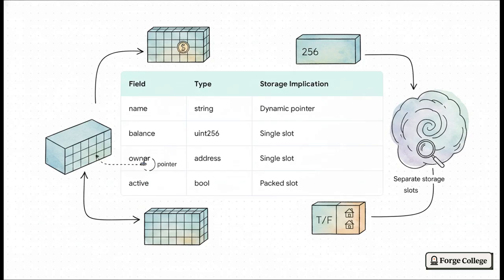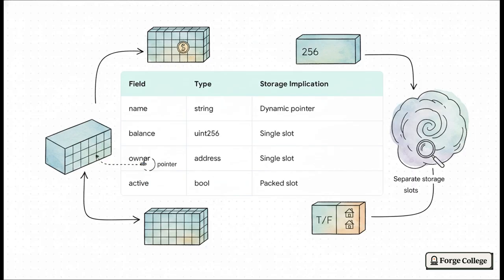And here is our exact blueprint, our record struct. Look closely at these fields and their engineering realities. We've got a name, which is a string. Now, because strings can literally be any length, they're dynamic. They actually take up separate storage slots, so our mapping really just stores a pointer to where that string data lives. Then we have balance as a uint256, which fits perfectly, like a glove, into a single 256-bit slot.